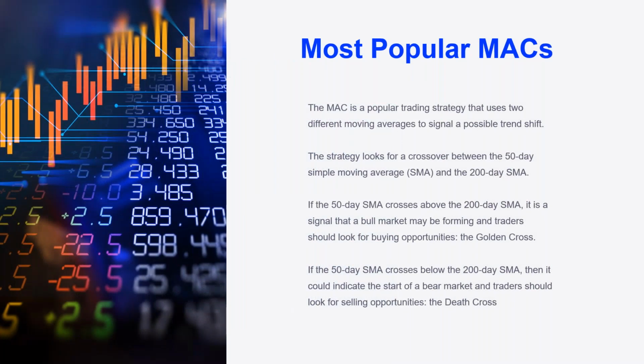So what are the most popular moving average crossovers? As we said before, the strategy is to use moving averages to signal a possible trend shift. The strategy looks for a crossover between the 50-day simple moving average and the 200-day simple moving average. When you're looking at the 4-hour or the 1 hour, if you want to still call it death cross or golden cross, it's up to you, but the strategy uses the daily chart.